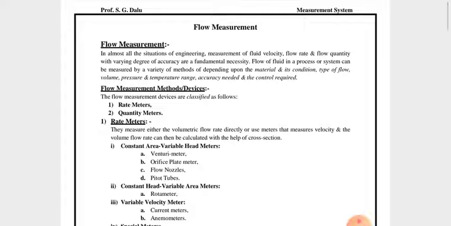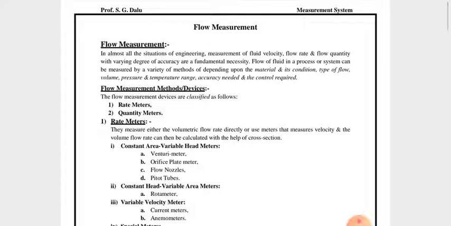Okay, so flow measurement methods or devices. The flow measurement devices are classified as follows. First is rate meter and second is quantity meter. Rate means what? The fluid is flowing through a pipe at a particular time instant. Okay, that is rate. And quantity means what? How much quantity: 1 liter is flowing through a pipe, 2 liters is flowing, so that is the quantity.